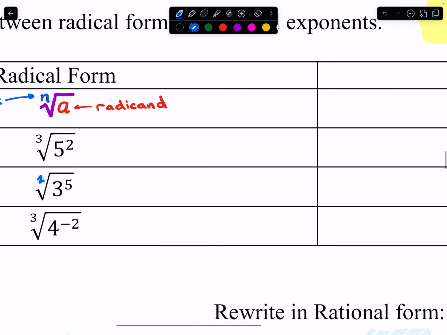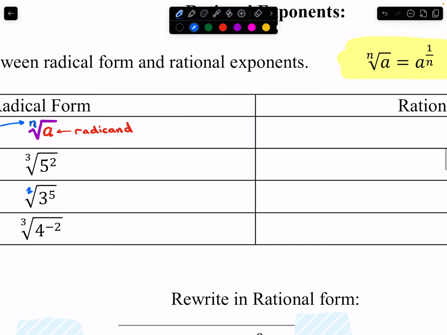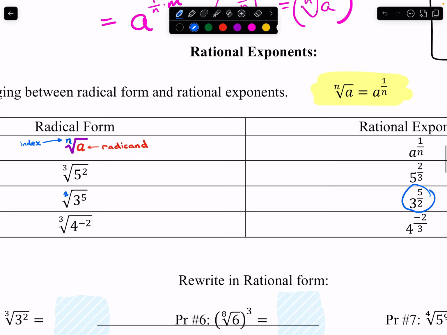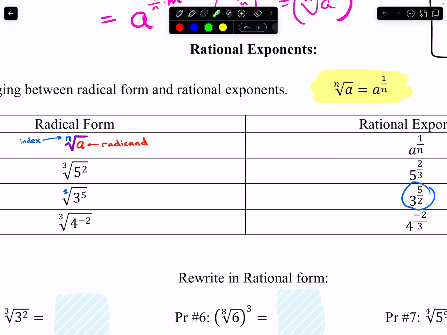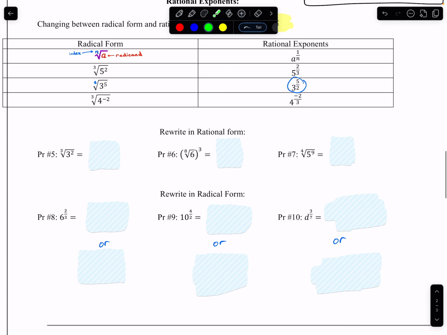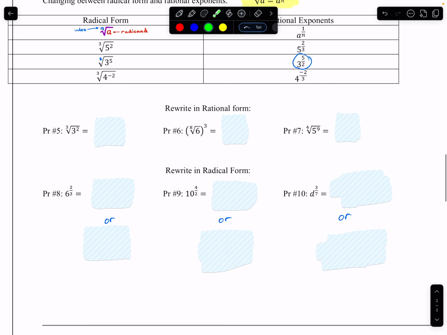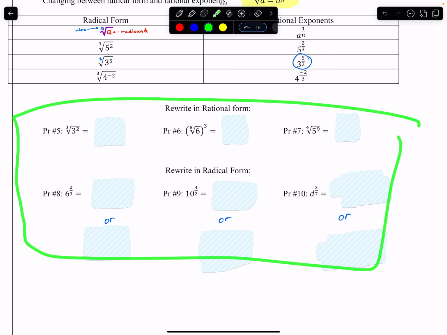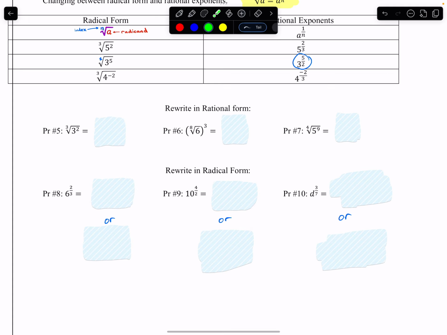So the square root of 3 to the 5th power would be 3 to the 5/2 power. And then same thing here, 4 to the negative 2 power, that's 4 to the negative 2 over 3, because we have a 3 in our index. All right. So try practice problems 5 through 10, and then come back and check your work.